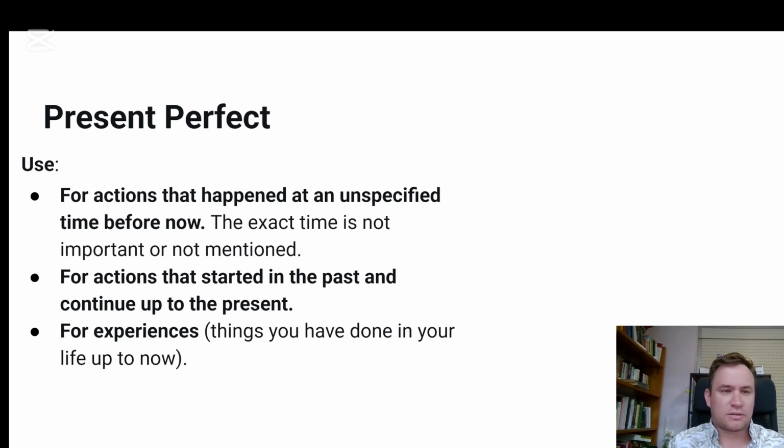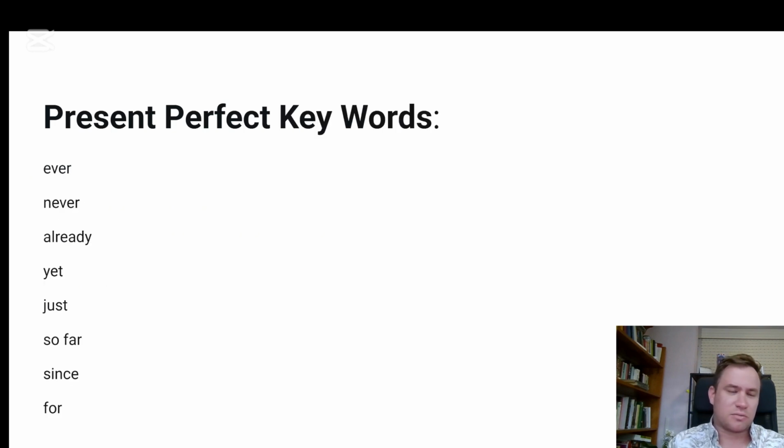What about keywords? Well, we've got these words here that we will frequently use with the present perfect. Ever, never, already, yet, just, so far, since, and for.